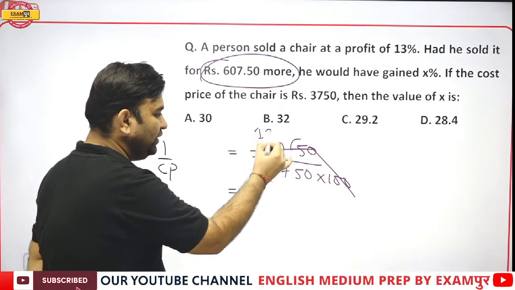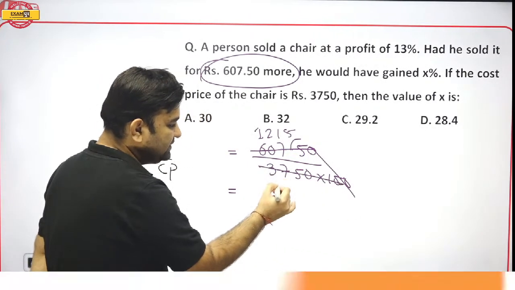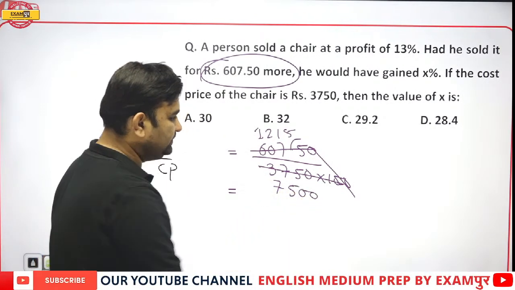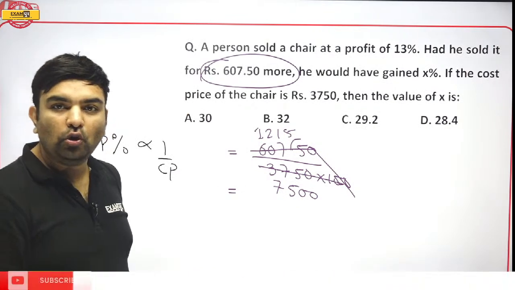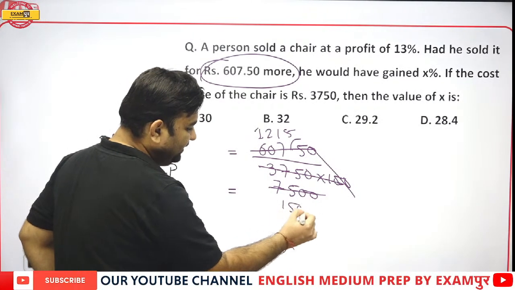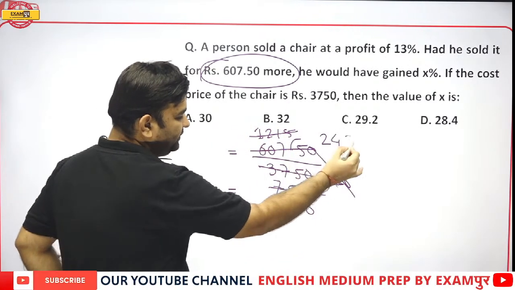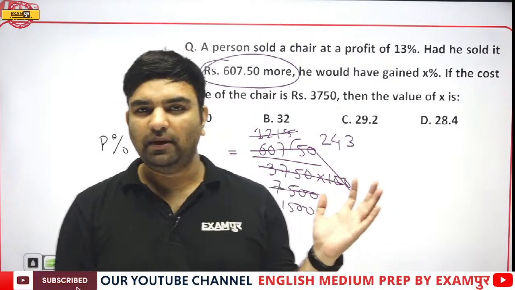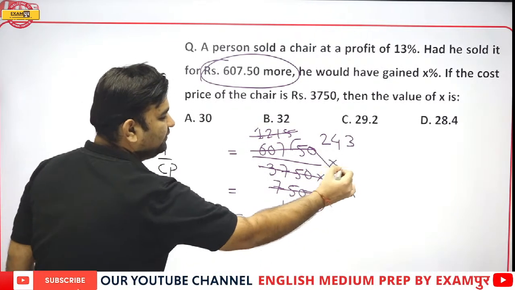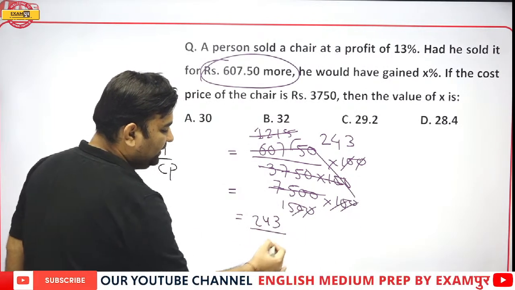5 1 is 5, 5 12 is 60, then 15. Simplify by 5 again. 5 7 is 35, then it's 25, 500. If you closely simplify it again, it will become 1500 and 243. Now it's solvable, guys. 243 over 1500. However, I should have multiplied by 100 as well to calculate the percentage profit.